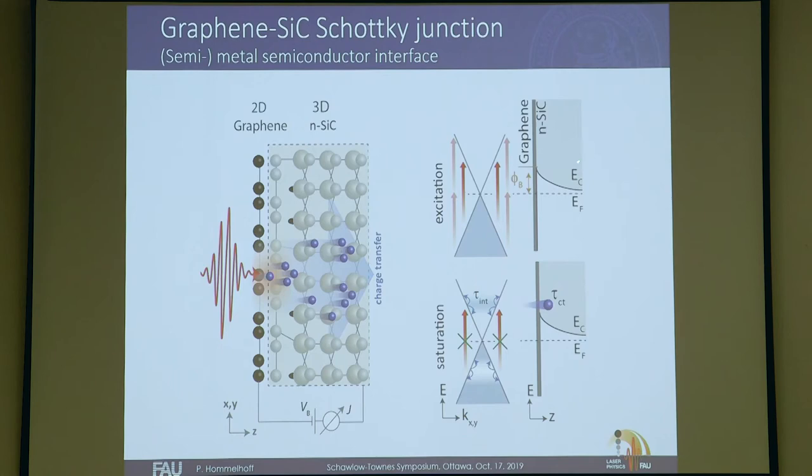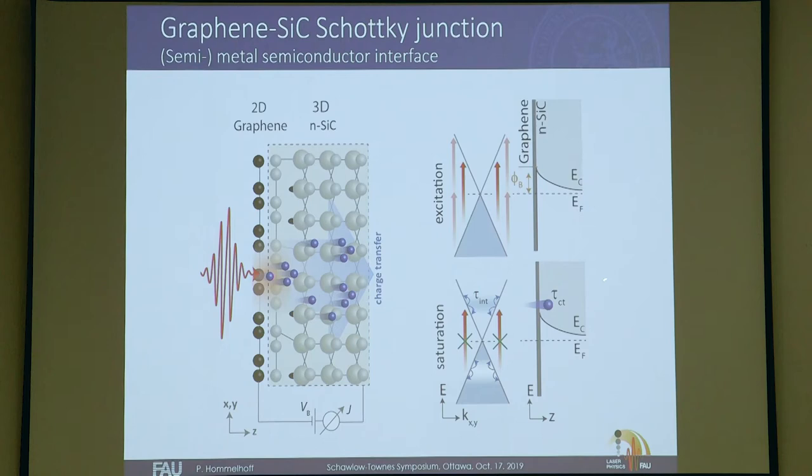And this interface is interesting, a metal or semi-metal semiconductor interface. That's a Schottky junction, a very important device in electronics. There is a little barrier here, so when you excite electrons, they can go over or tunnel through this barrier. And we were interested in how fast the electrons make it from graphene, which I'm sketching here in k space, to silicon carbide.